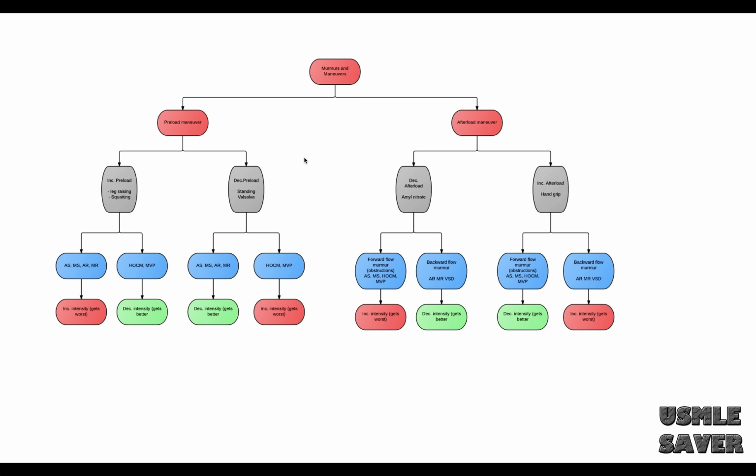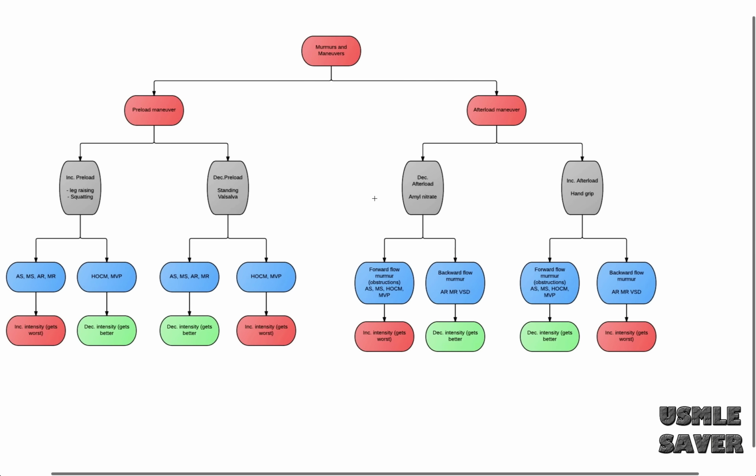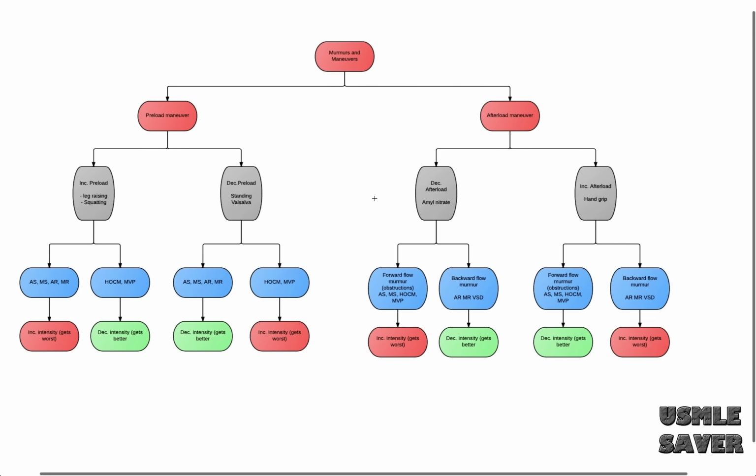to figure out is, does this maneuver affect preload or afterload? The next step is to figure out what does it do. For example, does this maneuver increase preload or increase afterload, or decrease preload or decrease afterload? I have given you guys most important examples for each one of these situations. But this chart is true for any maneuvers, which are not listed here.